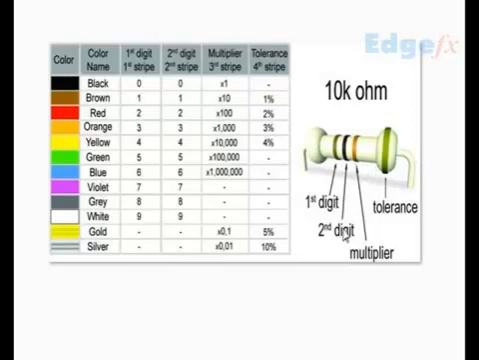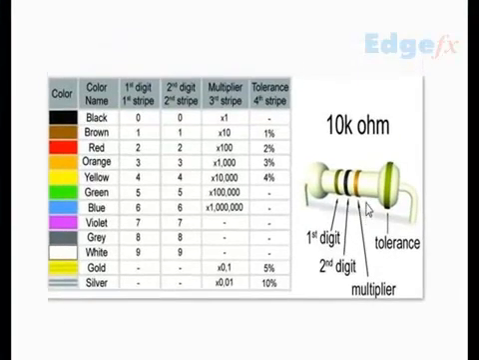For example, this is a normal size of, say, a 1 watt resistor, or even the quarter watt will be half the size of this. Half watt will be half the size of it, and quarter watt will be 1/4 size of this.